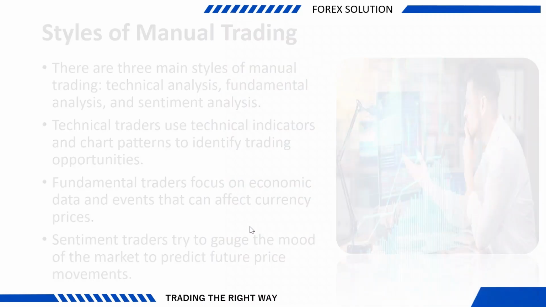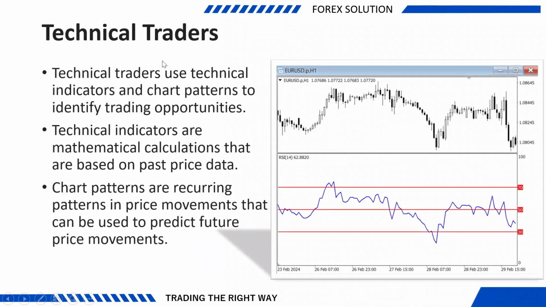So let's proceed quickly. Technical traders, as I mentioned, use indicators and chart patterns to identify trading opportunities. Technical indicators are mathematical calculations based on past price data. This is an example of an indicator called RSI, Relative Strength Index. In my next video, I will talk more about this. There is also a strategy that I'm going to give you when it comes to this RSI. I will do a video on it, I think after my next video.